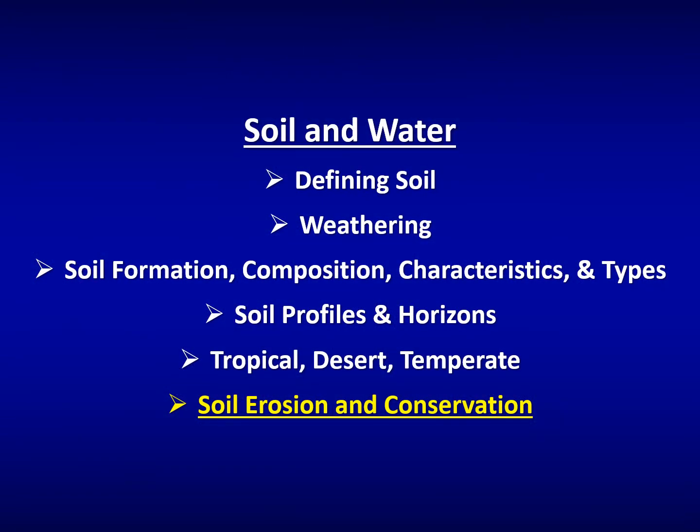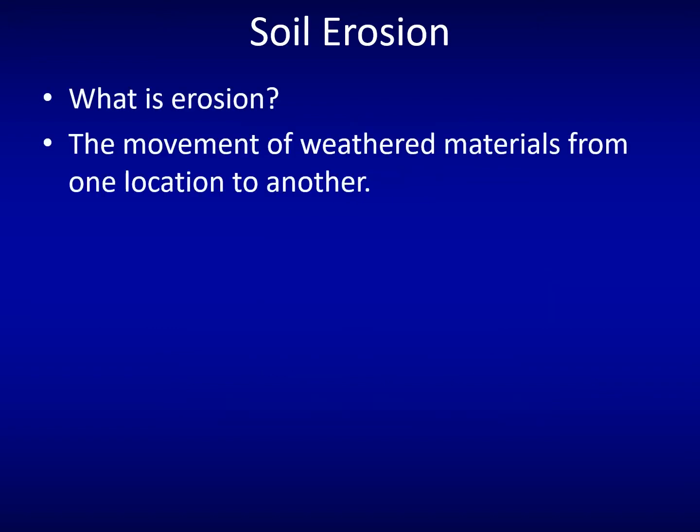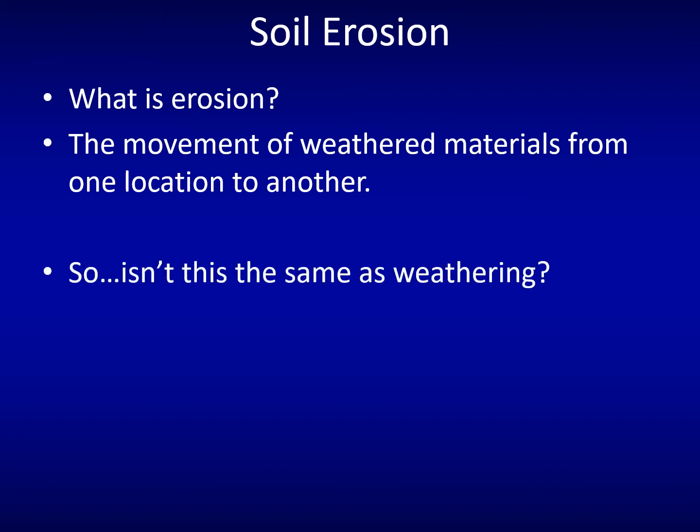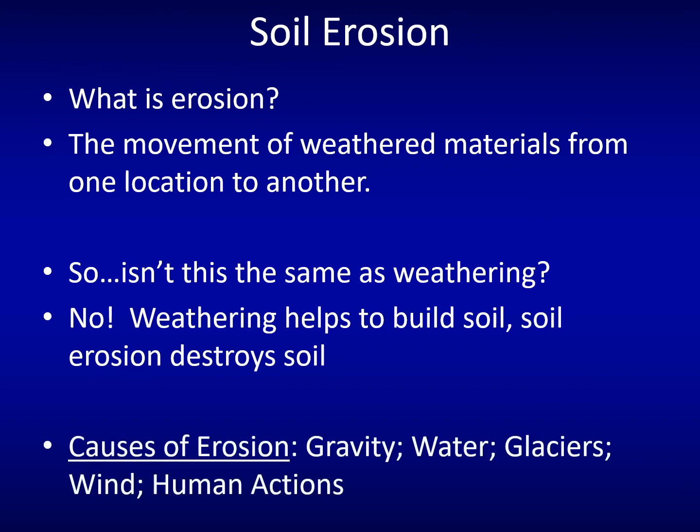Let's talk soil erosion and conservation, how we can try to control or reduce the amount of erosion from soil. What is erosion? Erosion is the movement of weathered materials from one location to another. It's not the same as weathering in that weathering helps build up the soil. Erosion removes the soil. Causes of soil erosion include gravity, water, glaciers, wind, and human action.